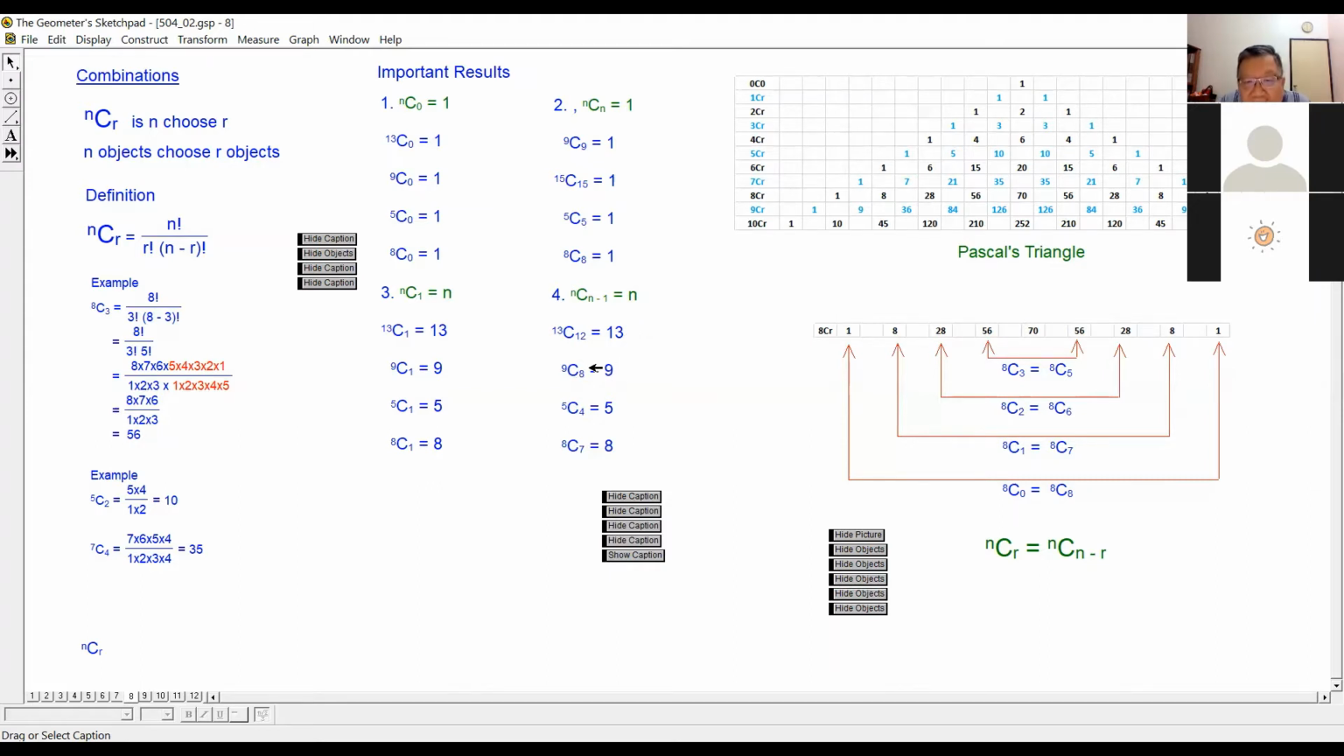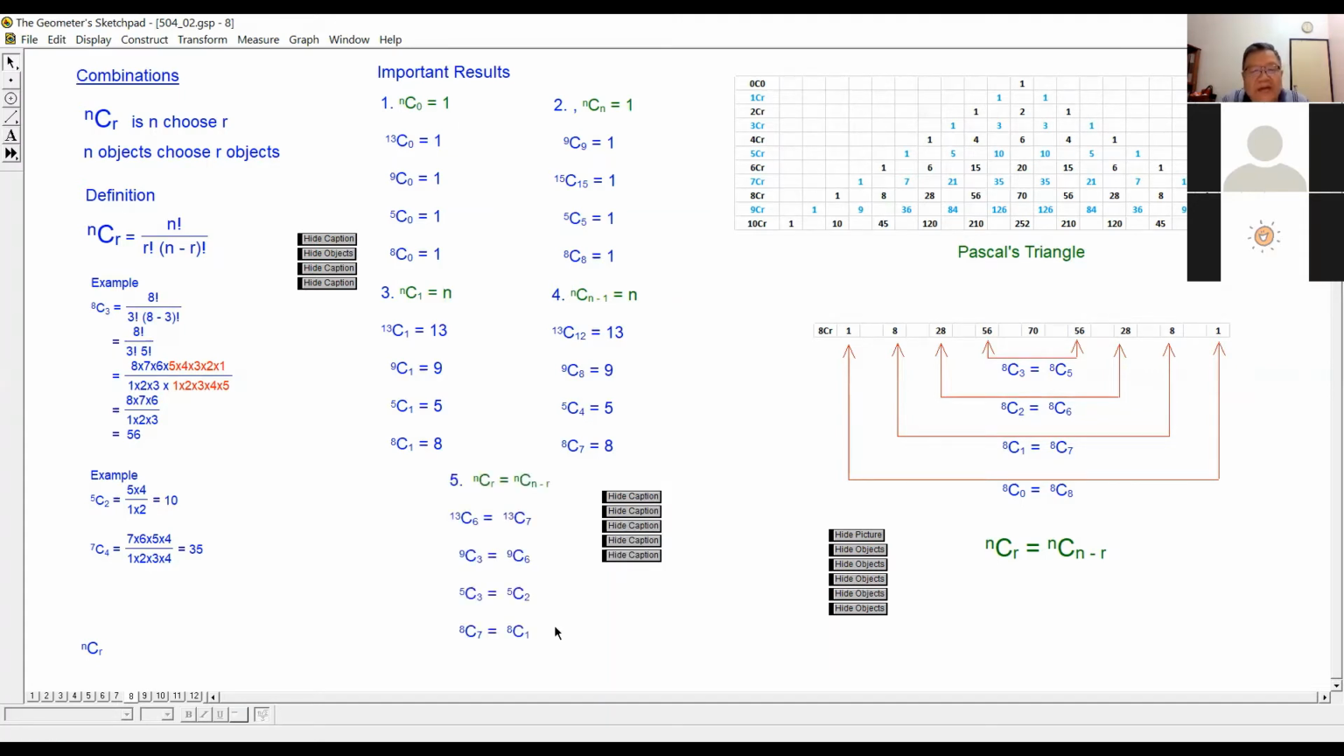How to get this number at the bottom? You just minus 1 only. This one, you just take 1. This one, you just minus 1, okay? So 9C8, answer is 9. 5C4, answer is 5. 7C, what number is this? 8 minus 1, 7. 7C8, answer is also 8, right? Another important result.